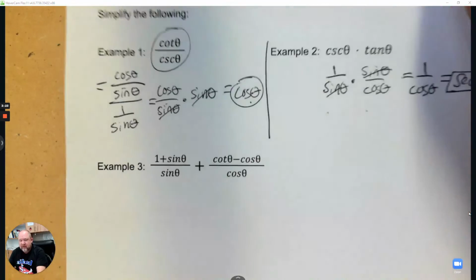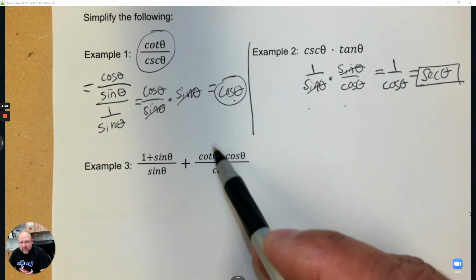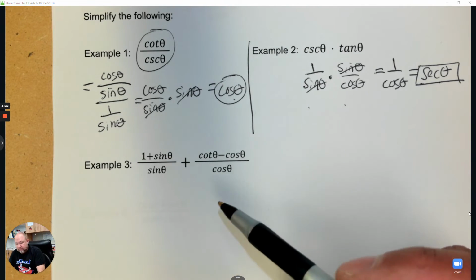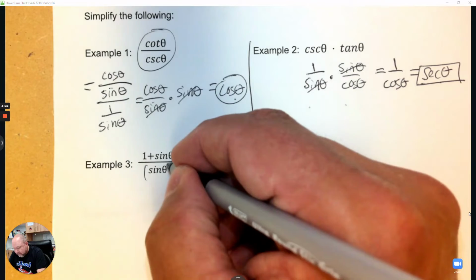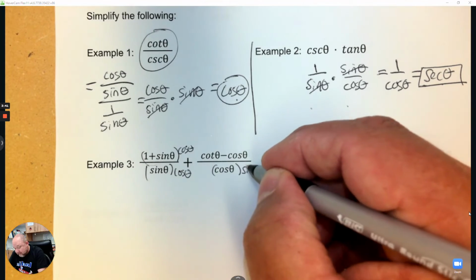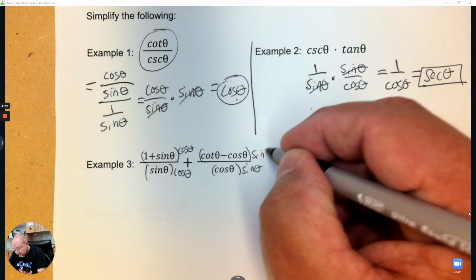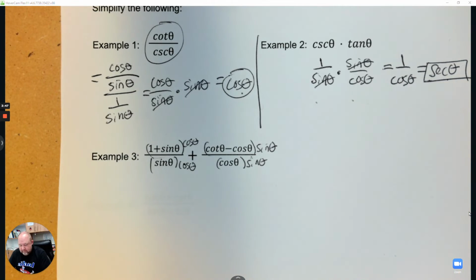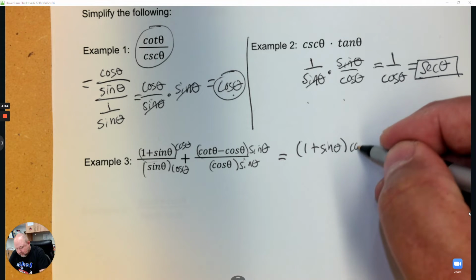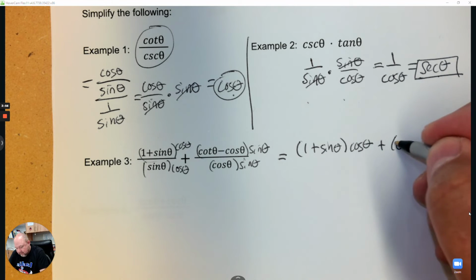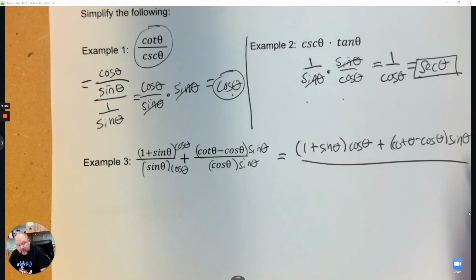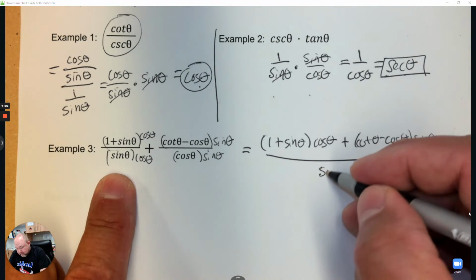In example number 3, this is a little bit more the next level up. Can you simplify this expression? And often in this situation when you have fractions, we need to make common denominators. So in order to make common denominators here, I'm first going to multiply top and bottom by cosine theta, and then I'm going to multiply top and bottom by sine theta so that I can get common denominators. So I have 1 plus sine theta times cosine theta. I have cotangent theta, subtract cosine theta times sine theta. And now we have one denominator, which is sine cosine.